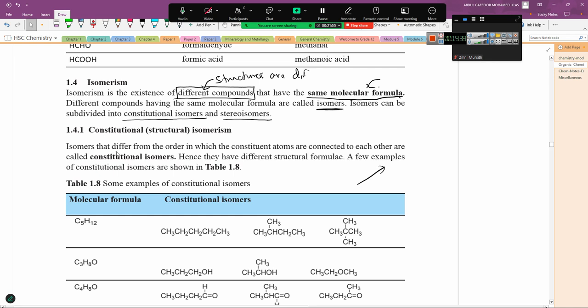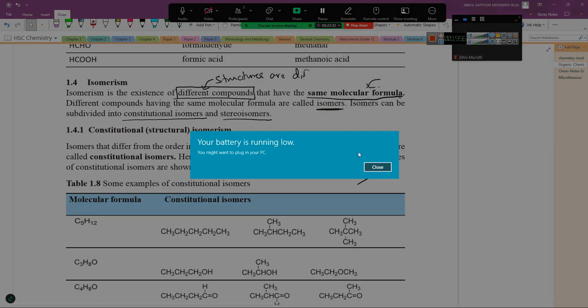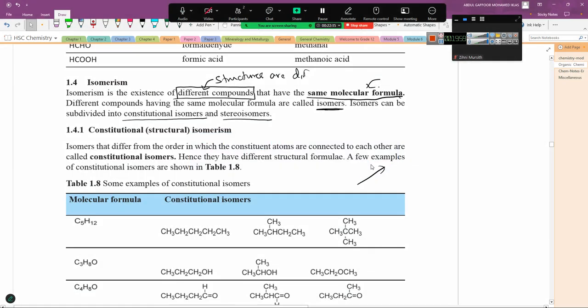Isomers that differ in the order in which the constituent atoms are connected. Constituent means the components or the parts.